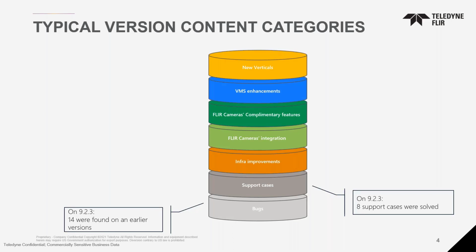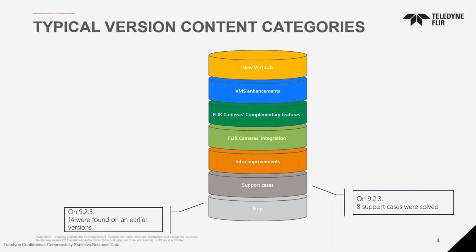Then we get to the two green layers, which you might note are both related to improvements to our own cameras, both in integrations with Latitude and in making additional features available that can be added to Latitude really easily, which you're going to see an example of when we get to the 9.2.3 features we'll be talking about as we move forward. The top two are VMS enhancements and new verticals, which maybe should both be different shades of blue, as adding recent enhancements to Latitude, condition monitoring, early fire detection, and other AIC plugins opens up new verticals for selling Teledyne FLIR solutions.